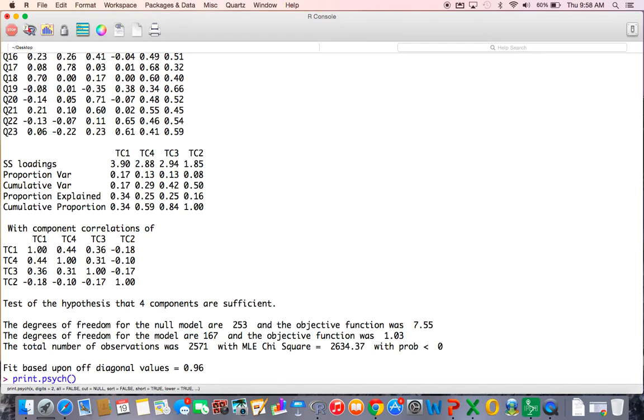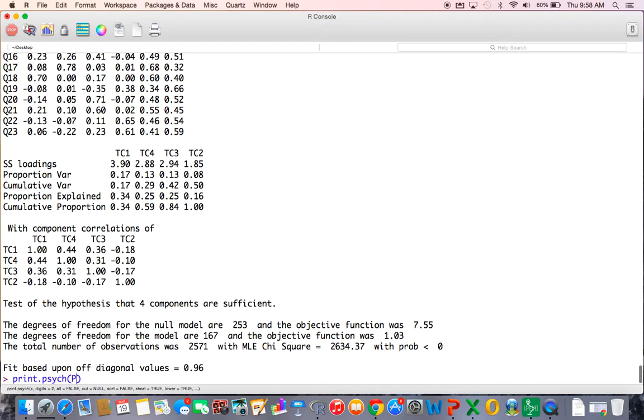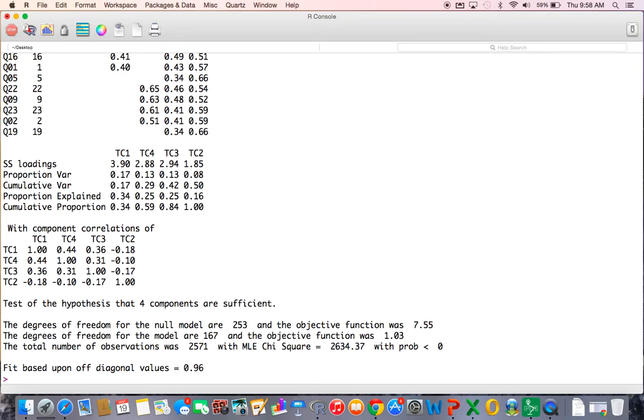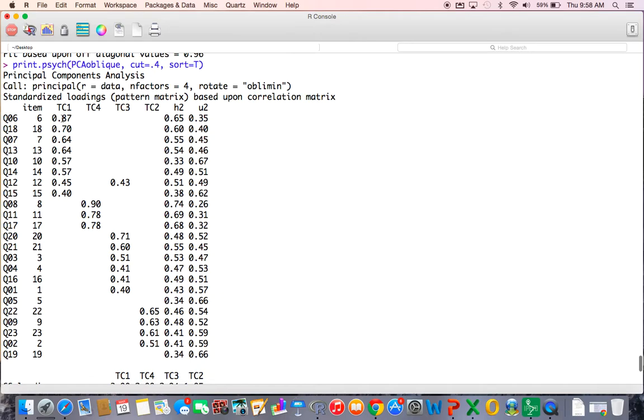And I want to do, what did I call this? PCA oblique. And I want to keep my cut consistent at 0.4 and sort. That's kind of a handy tool to do that. Okay. Now, when I come back up here, I look at my component 1.